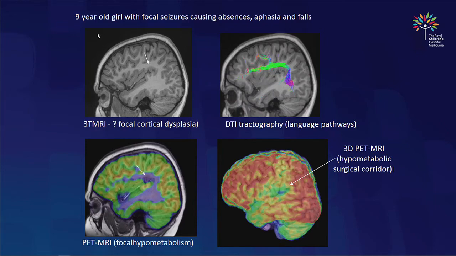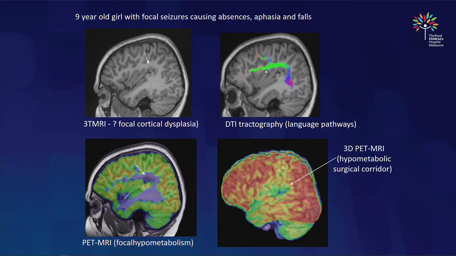Another one, 9-year-old girl with focal seizures causing absences, and she falls. And aphasia, important, so you know it's within speech area. Again, a little bit of blurring, a thickened grey matter here, but really difficult to be confident about. But again, the PET, completely ametabolic.